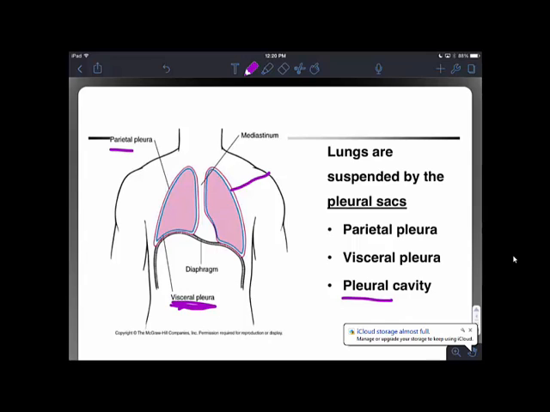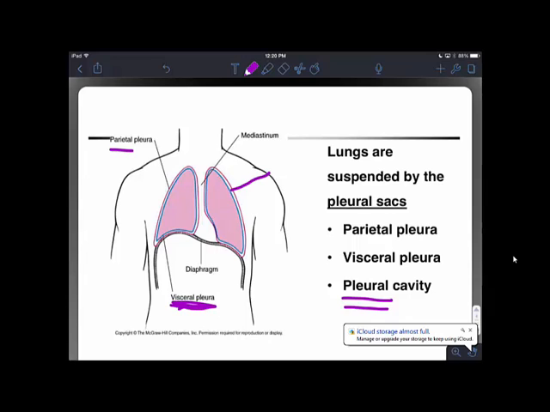It contains what we call pleural fluid, which is a slimy fluid that helps reduce friction during breathing. So when the lungs are expanding and contracting, the pleural fluid helps prevent the pleura from rubbing against each other. Also in the pleural cavity we have a suction that holds the lungs tight against the thoracic cavity.